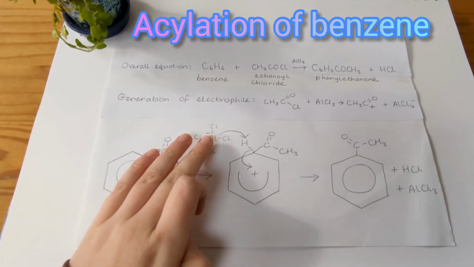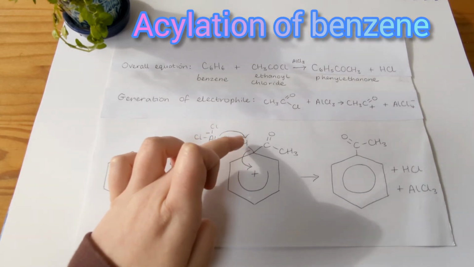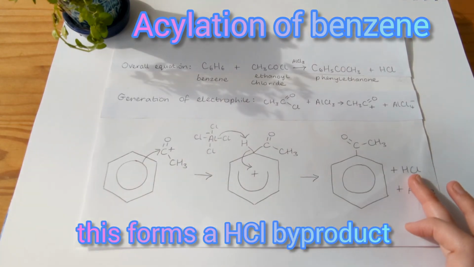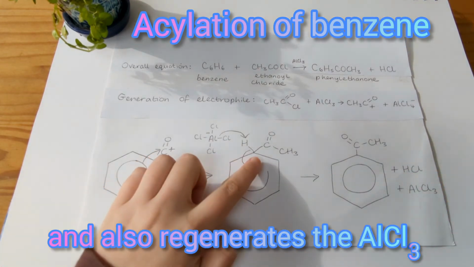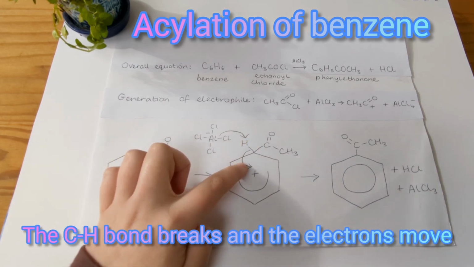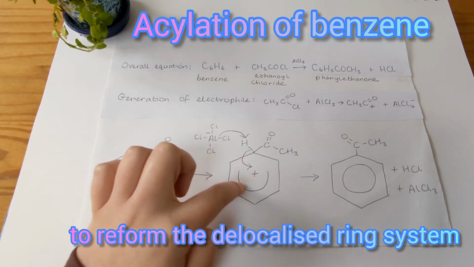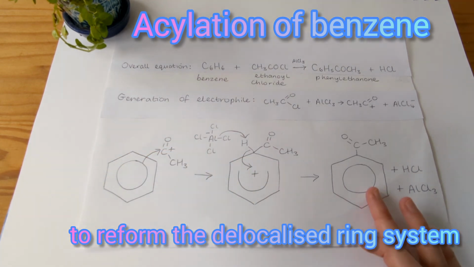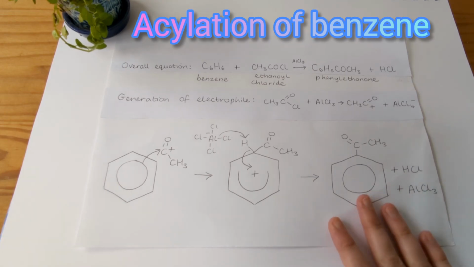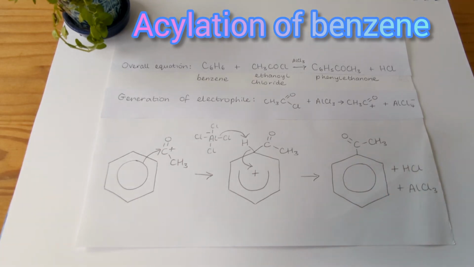So one of these aluminium chlorine bonds breaks, the electrons from the bond move to the hydrogen, and we end up forming hydrogen chloride as a byproduct, and this causes the carbon hydrogen bond to break, and the electrons from that bond move to go and reform this delocalized ring system here. So the ring's restored in the product, and this product is a ketone called phenylethanone.